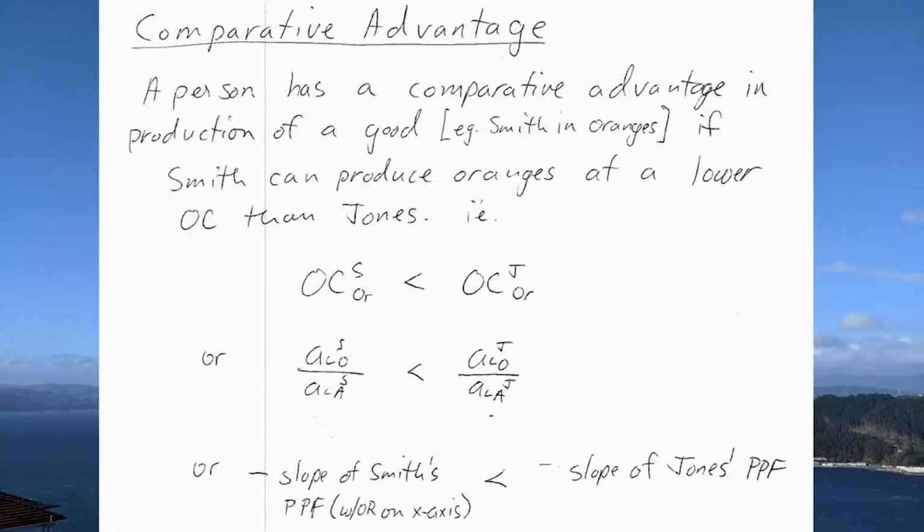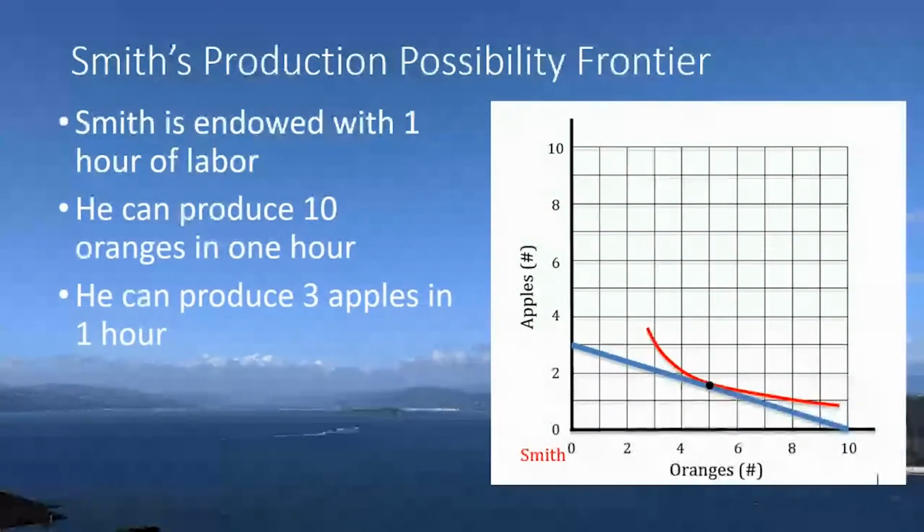Or if you can figure out what the slope of their production possibility frontiers are, take the negative of those, then the one whose negative of the slope is lower than the other ones has the lower opportunity cost and therefore would be said to have the comparative advantage. Okay, so now let's go back to the numbers that we have. Let's go back to Smith's diagram. Let's calculate Smith's opportunity cost.